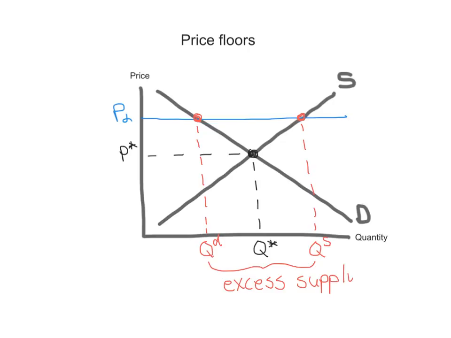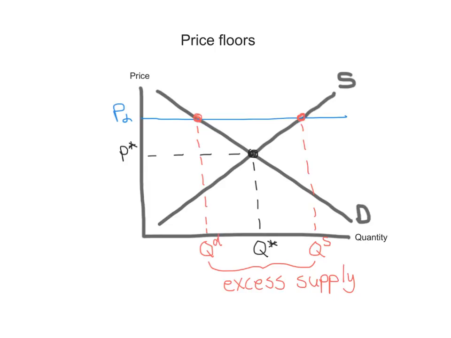This is really wasteful because all of this excess product that's being produced isn't going to be bought by the consumers. Only QD units of the product will actually be purchased. As with our price ceiling, under a binding price floor, because there are fewer economic transactions, there's going to be a loss in total surplus.